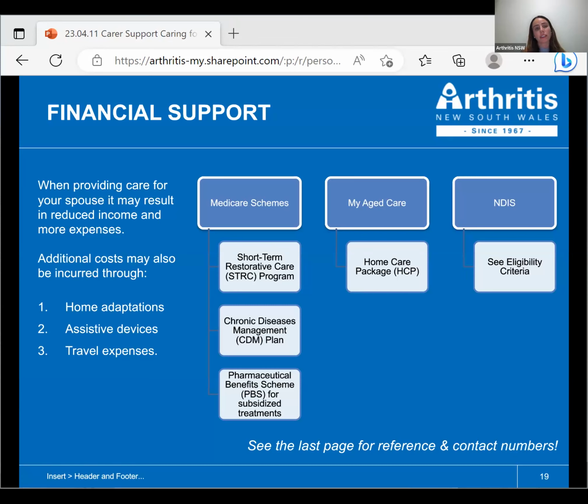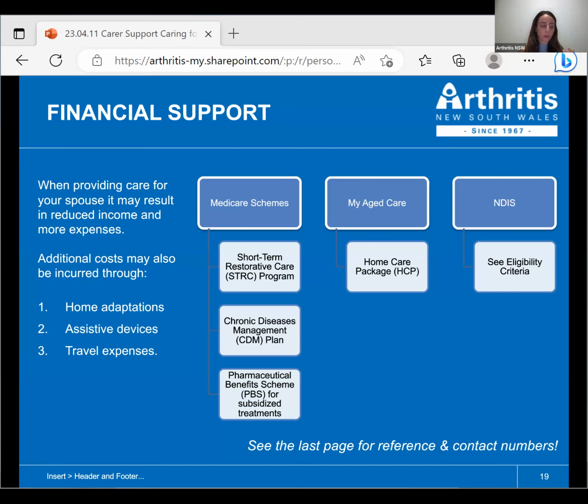This can help with alleviating some of the financial pressure that is felt when continually needing to pick up prescriptions. With My Aged Care, it does sit a little bit outside of Medicare, but it's still a government initiative. So there are different levels of support which could be available to either you or your spouse and the person you care for, and more specifically through the home care package if the person you care about is of an older age, past 65 years.